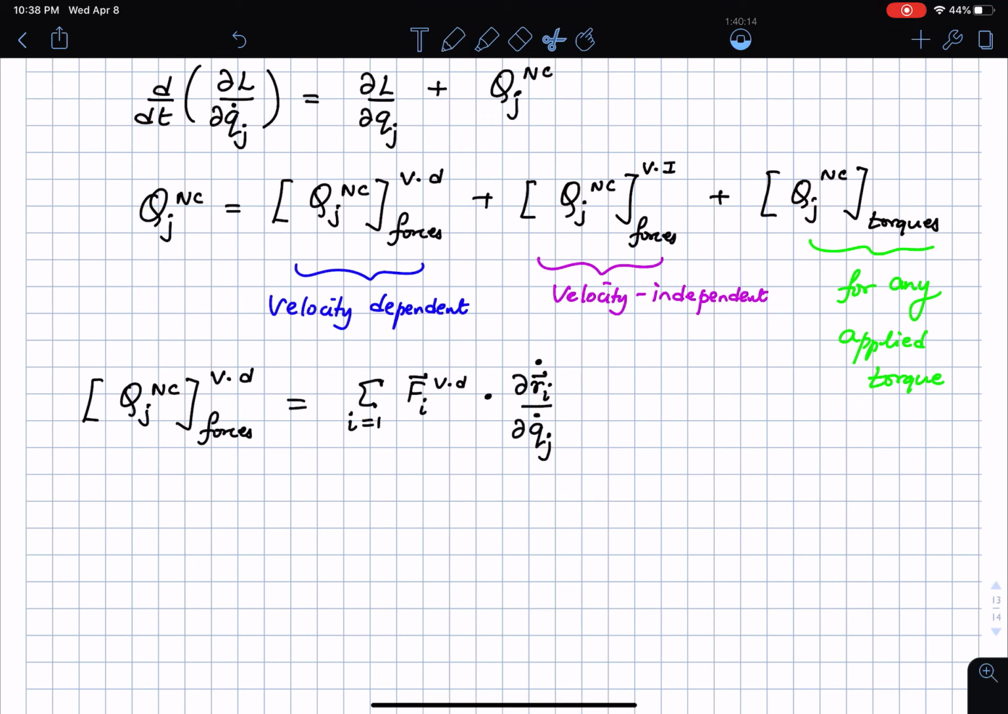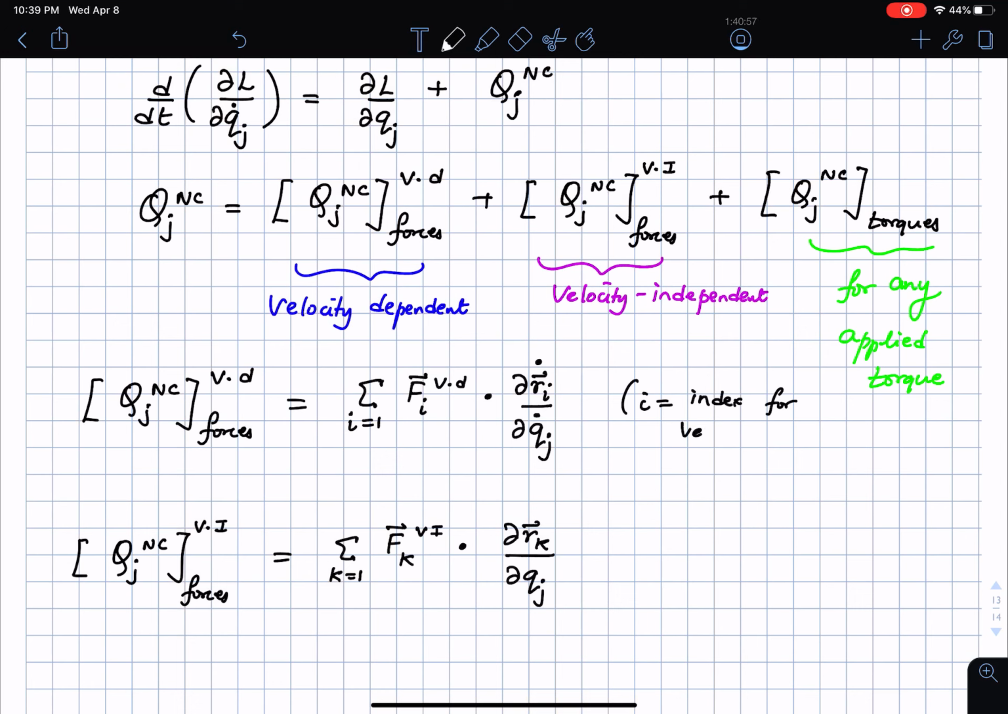Then I'm going to have the velocity independent forces. I copy that and bring it here. Velocity independent forces can be written with some index, you can call it k, equal to 1 to something, whatever number: Fk velocity independent dotted with drk by dqj. In this case i is the index for the velocity dependent forces, and k is the index for the velocity independent forces.